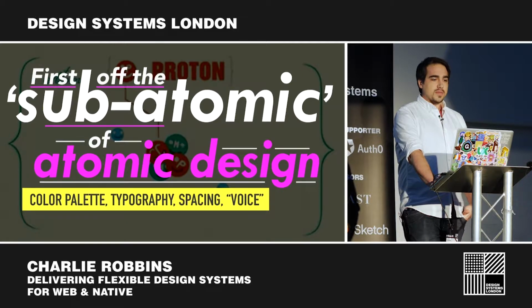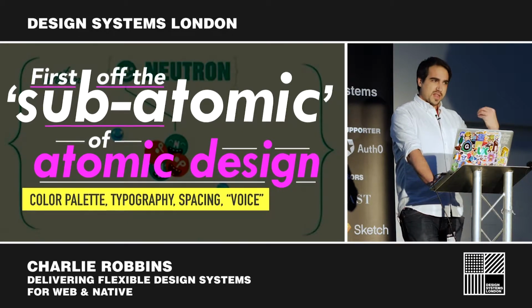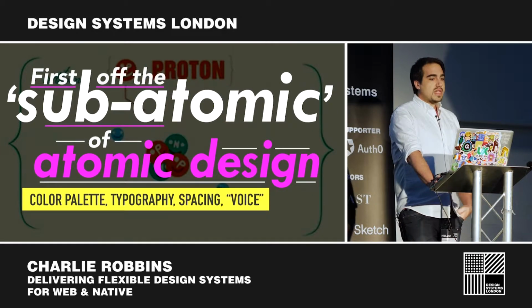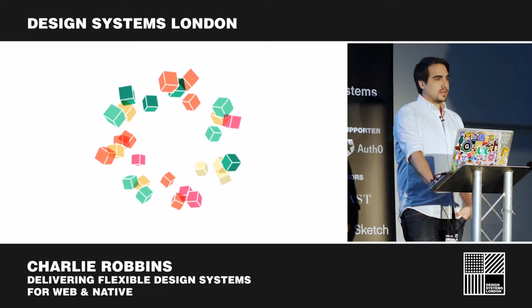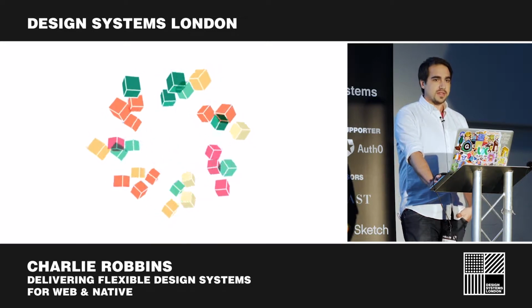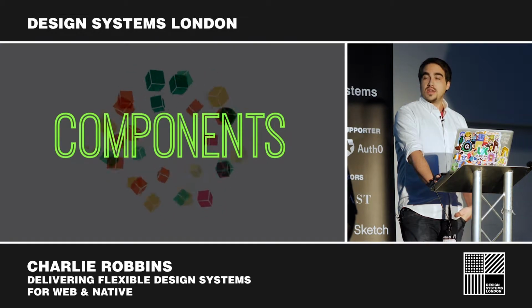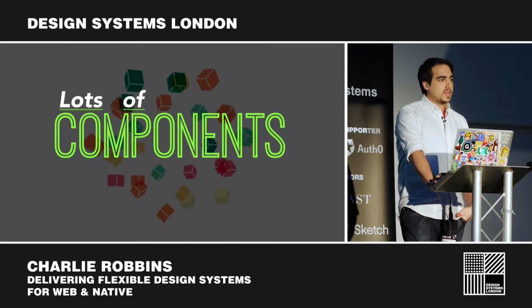So a lot of the things that people call atoms, I like to think of as the subatomic bits of atomic design. So your color palette, your typography, your spacing, your voice. Technically speaking, atomic design refers to these as atoms, but there's more to it than that in my mind. And of course, the meat of any design system is rotating floating packages in space, or as we all like to think of them, components. Lots and lots of components.